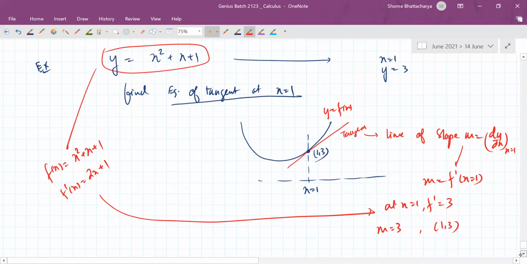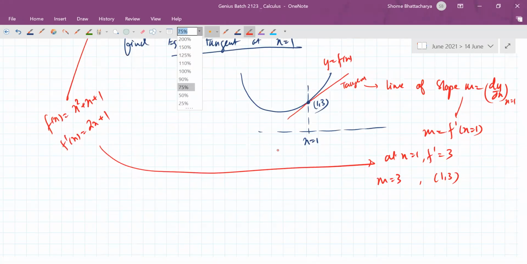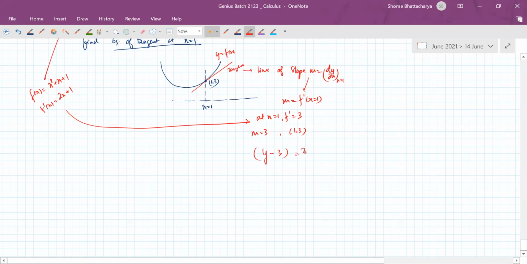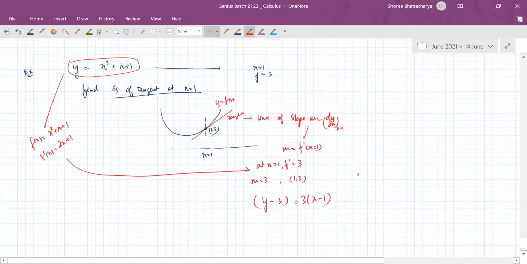So how do we find the equation of a line which has this slope and passes through this point? It will be y minus y1 is equal to m times x minus x1. Got it now? Okay, sir. Thank you.